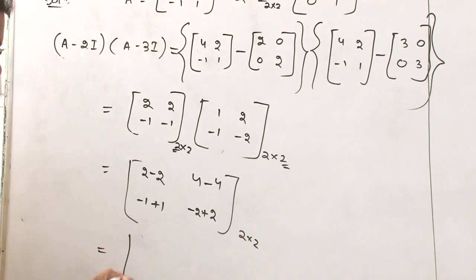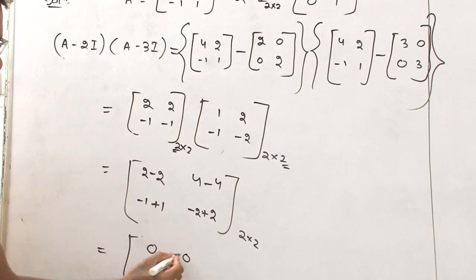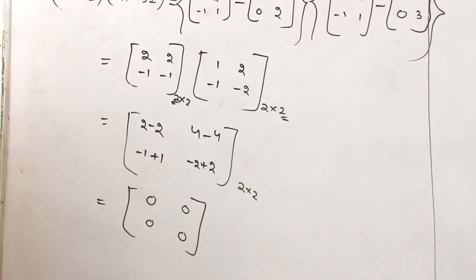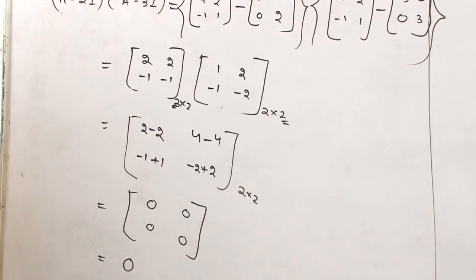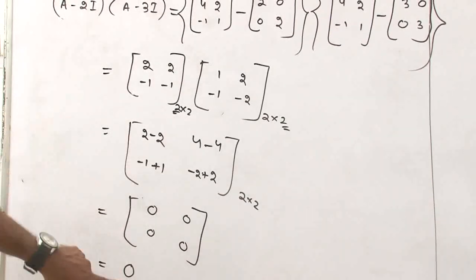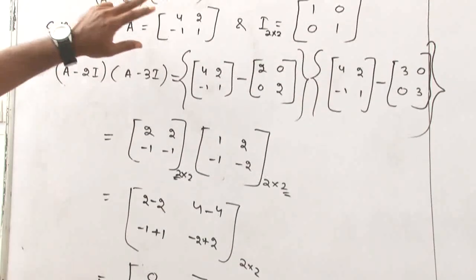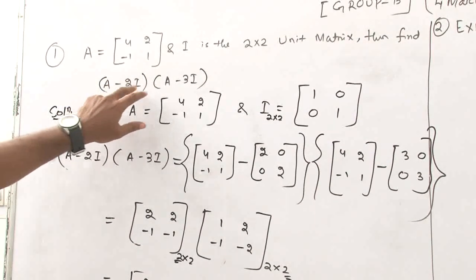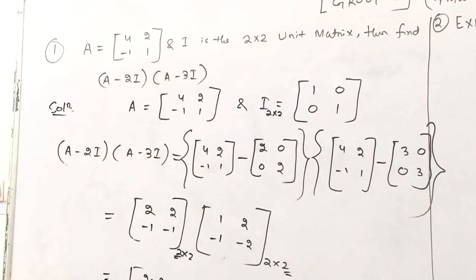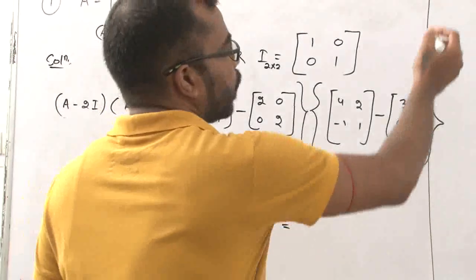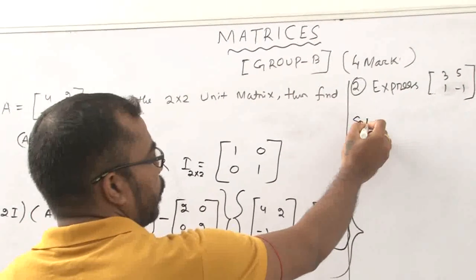So if you calculate, then we get 0, 0, 0, 0. So it is a null matrix, and you can write it is denoted by O. So here is the solution. We have to find the value of A minus 2I and A minus 3I, and the solution is the null matrix or zero matrix. Now proceed to question number 2.